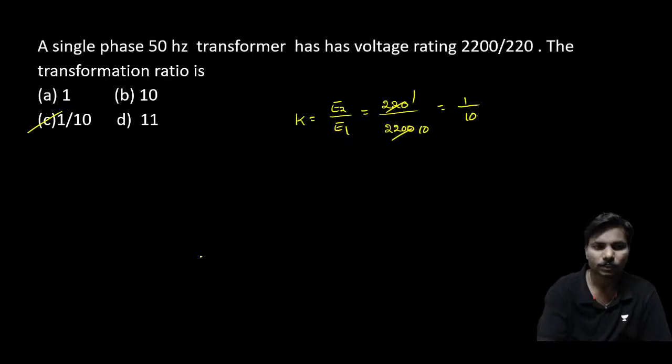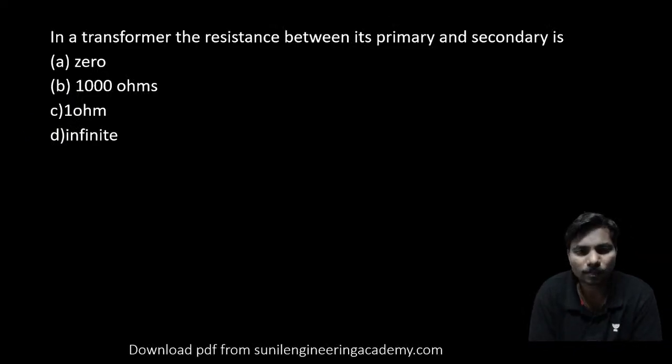Okay, coming to the next question. In a transformer, the resistance between its primary and secondary is dash.